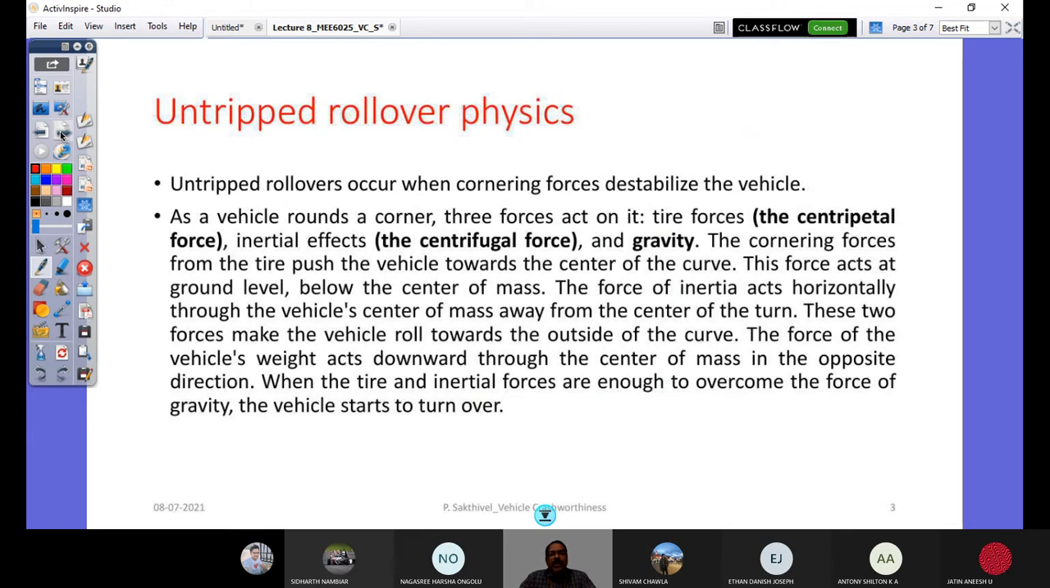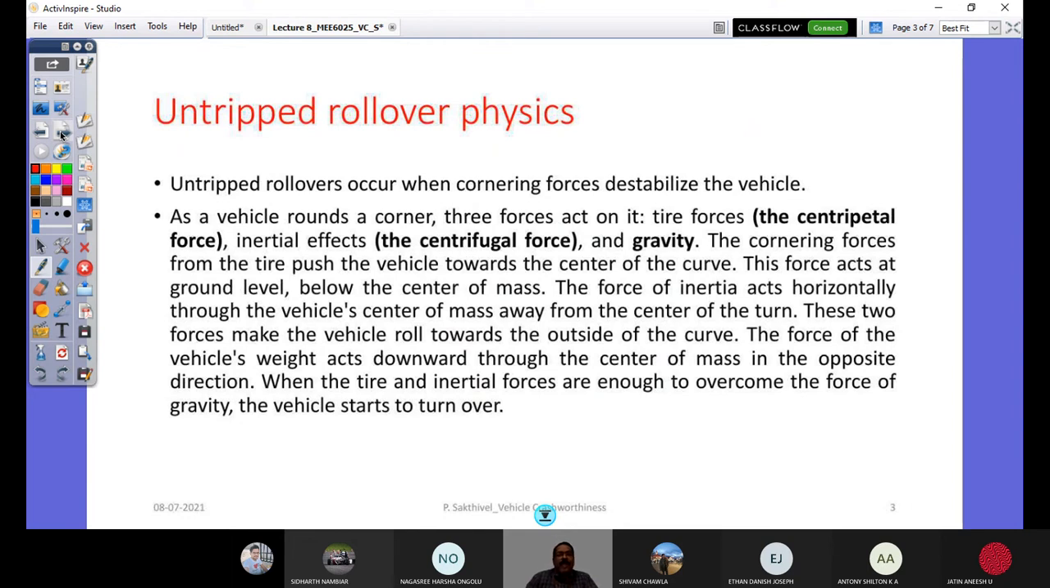So what are those important three forces? There are three forces. One is the centripetal force that is necessary to be developed at the tire contact, because of which the vehicle goes on a curved path. And then the inertial effect, that is the centrifugal force because of the mass of the vehicle, which acts outward, and the gravity, that is the weight of the vehicle.